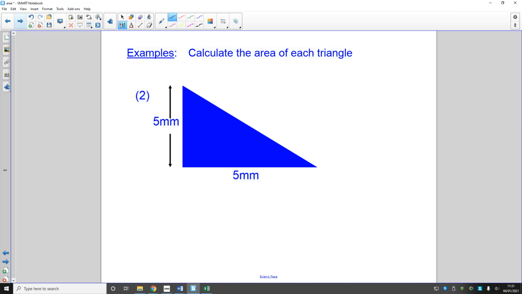Okay, example 2, a different type of triangle here. We've got a right angle triangle. Okay, we've got a base here of 5 millimeters. And on here, we've got a height of 5 millimeters. So in order to work out the area of this triangle, we do the base times the height. So that's 5 times 5. And then we divide the answer by 2. Now, 5 times 5 is 25.